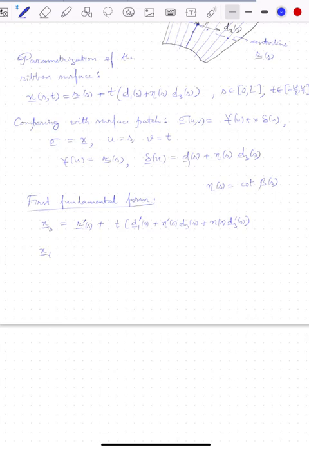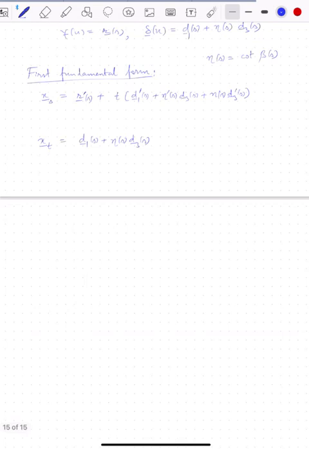We can fill in the gaps by knowing the d1, d2 prime from what we had learned before, and then x of t is just d1 of s plus eta of s, d3 of s, right? And then likewise, we would have the first fundamental form as xs dot xs is equal to something, f is equal to xs dot xt.